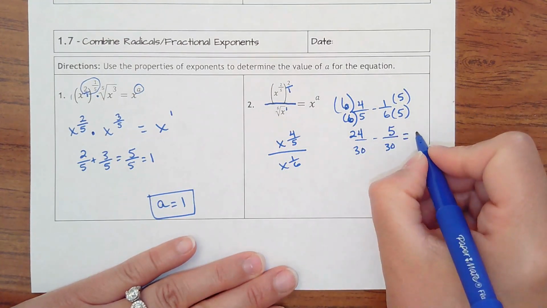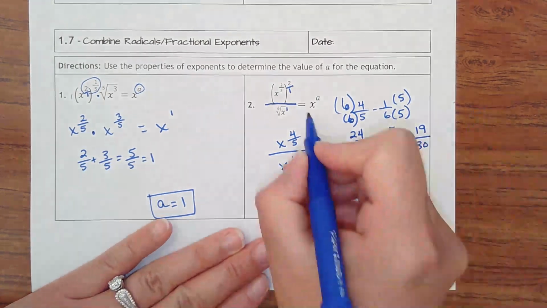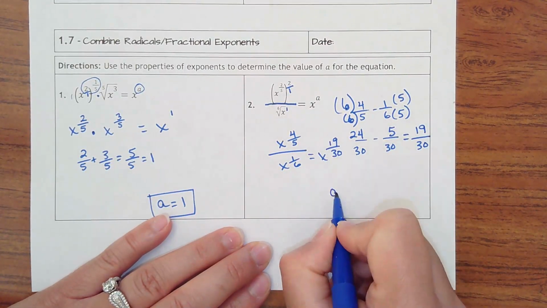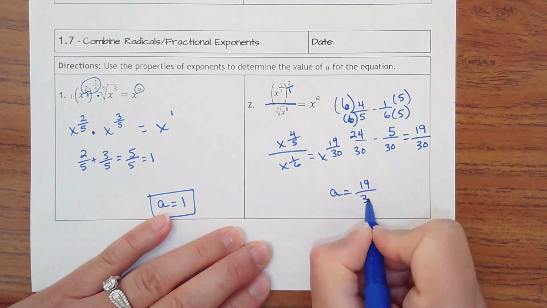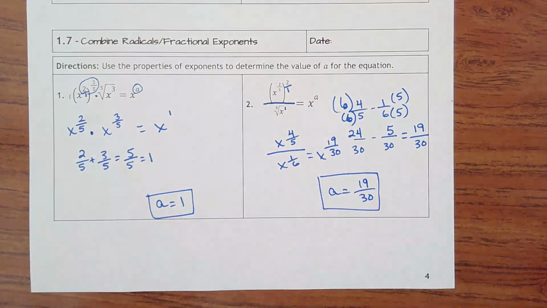24 minus 5 would be 19 30ths, which can't be simplified. So this is really x to the 19 30ths. So that is your a. So always take radicals and make them an exponent, and then just do exponent rules.